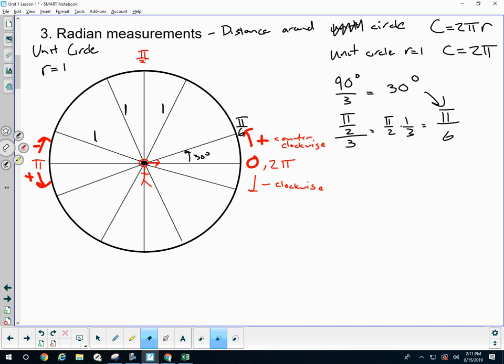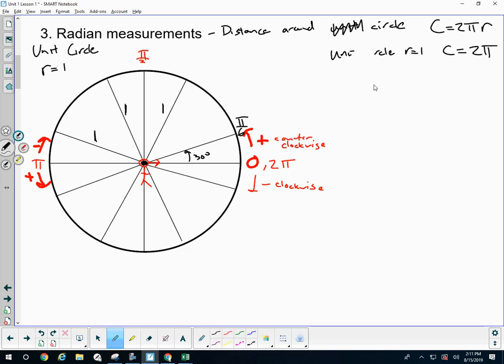All right, so we do have to know that pi over 6 is what you guys think of as 30 degrees. Now, if I add 30 degrees to 30 degrees, so I start at 30 degrees and I add 30 more degrees, I get to 60 degrees, right? Well, you can do the same thing with radians.